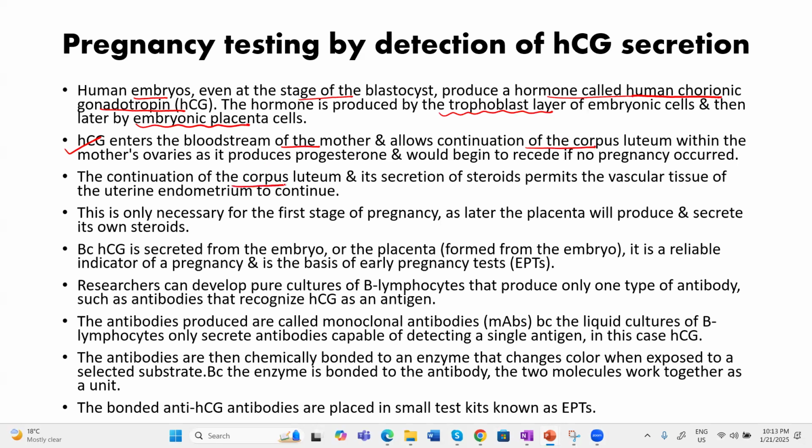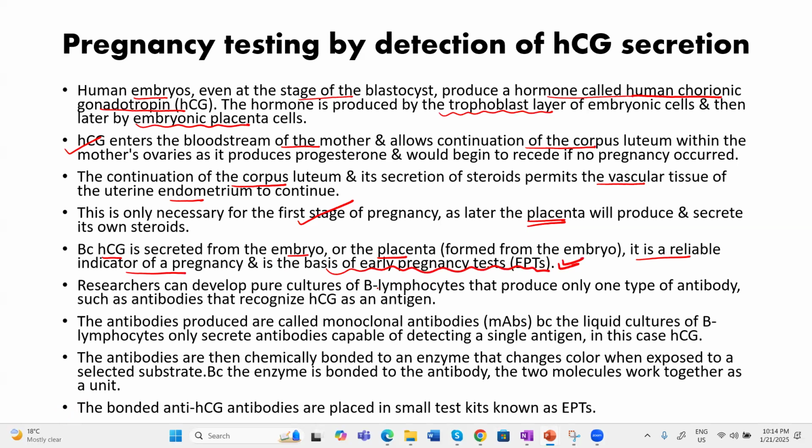This hormone will enter the bloodstream of the mother and will try to maintain the corpus luteum, because continuation of the corpus luteum is necessary as it allows the vascular tissue to increase in the endometrium. This is very important in the first stage of pregnancy, because only then will the implantation be successful. Later on, the placenta will produce its own steroid hormones. So this HCG hormone, which is secreted by the embryo or by the placenta, is a reliable indicator of pregnancy and it is the basis of the early pregnancy test.